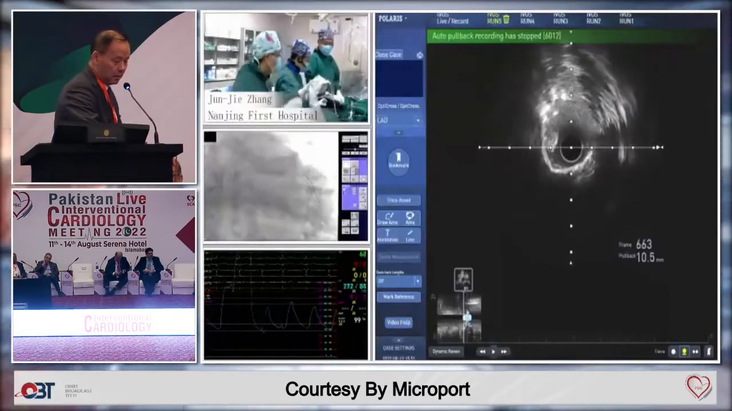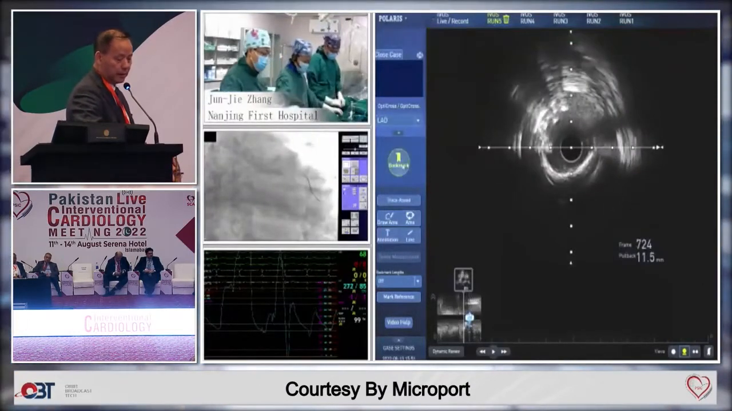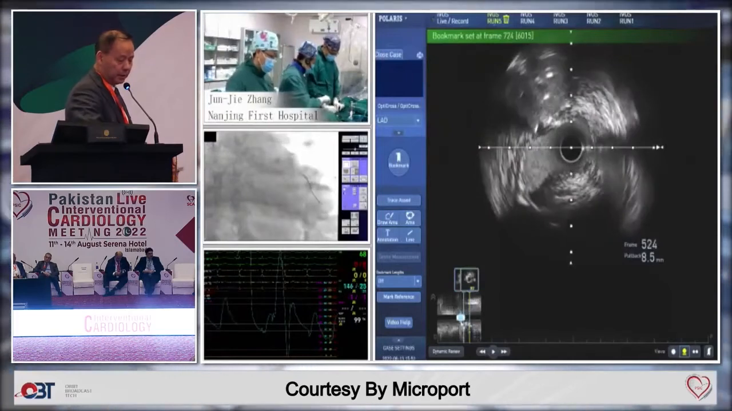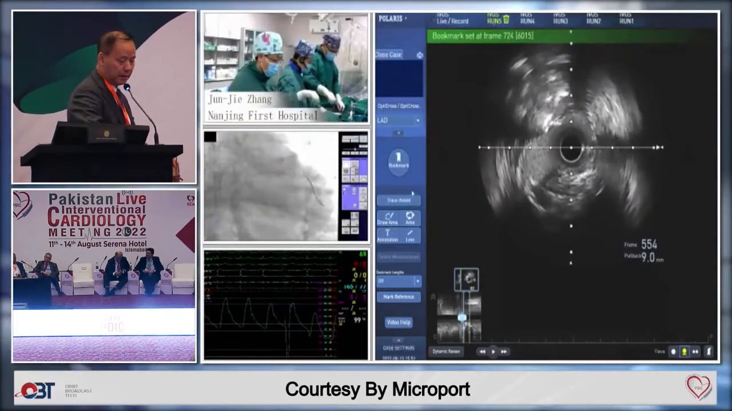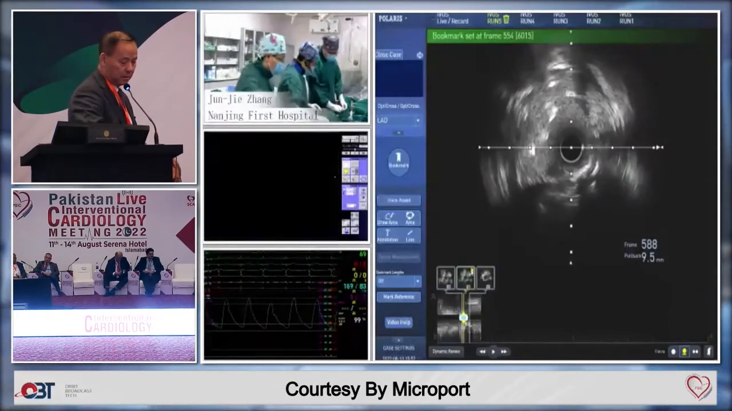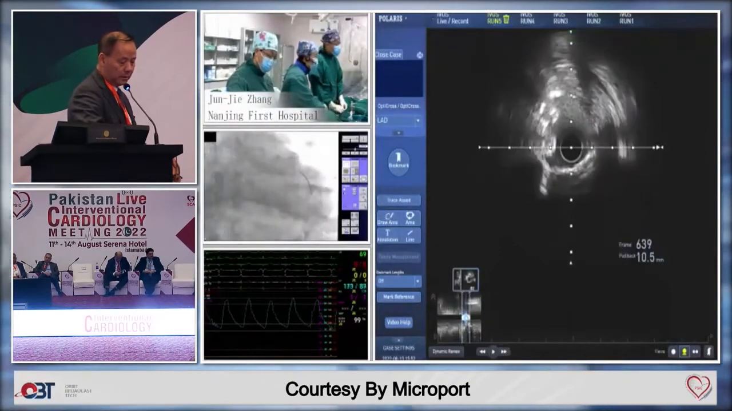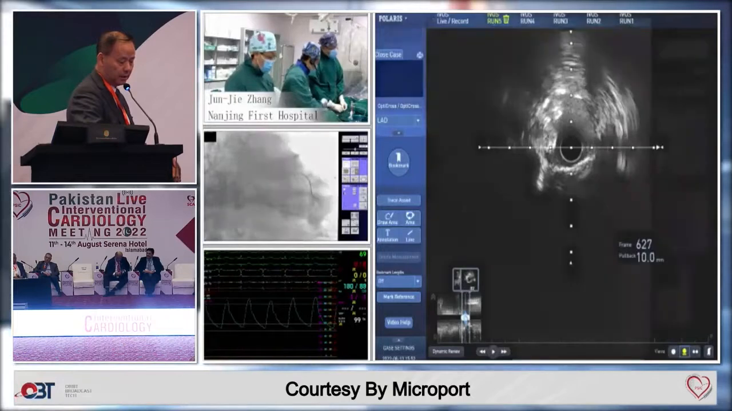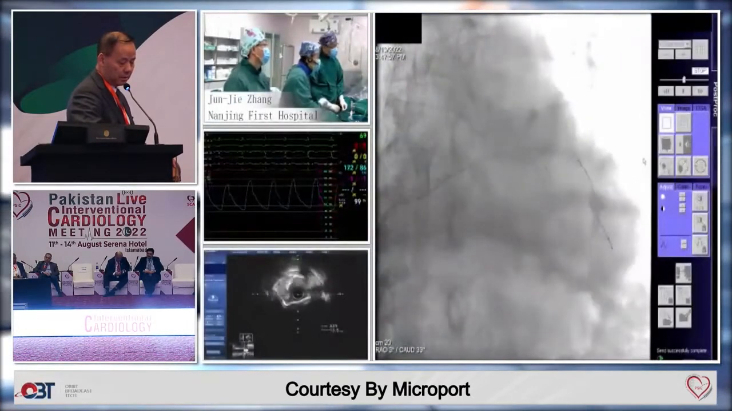So please give me an NC. I think the rewire is in a very good position. So Jun-Jie, did you remove the second wire? Yeah, now I will remove the second wire. Professor, could you switch back to the angiography? Yeah, sure. Good.